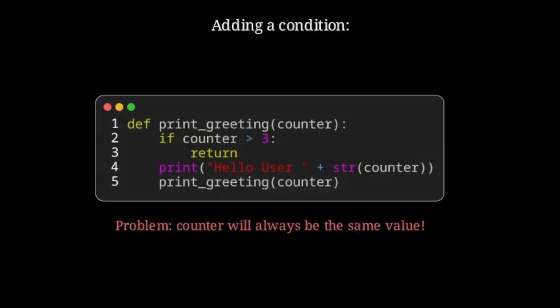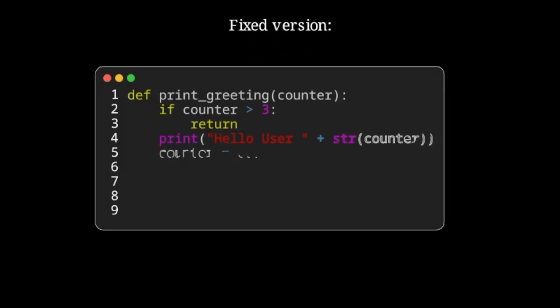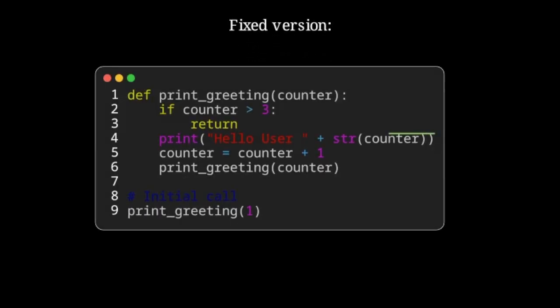The problem we still have with this coding is that the counter is staying the same and the condition will never be met. So in order to fix that, let's add a command that increases or increments the counter. With this, we have a perfectly working example of recursion that ends. This is where my confusion with recursion often started.